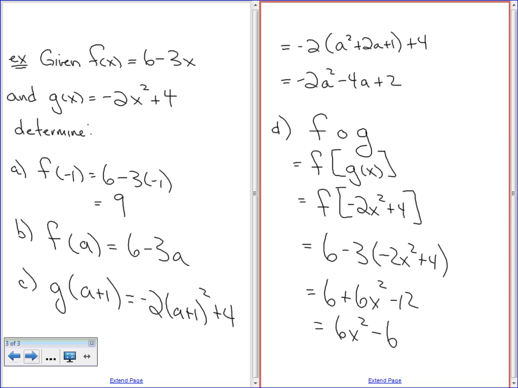Selecting like terms, I'm putting it in standard form. As long as I did that correctly, that would be mine. Any questions on that? Okay.